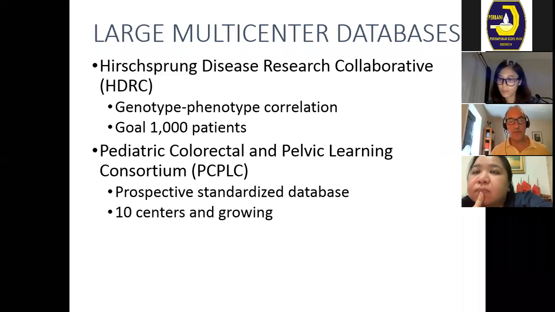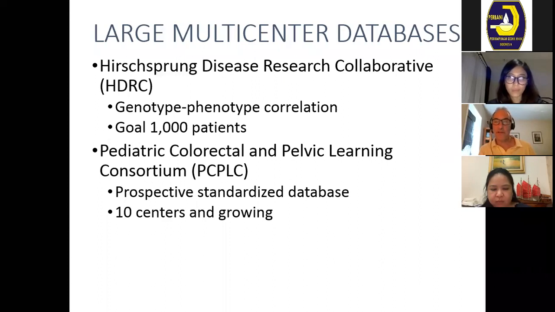In North America, there's now a thing called the Pediatric Colorectal and Pelvic Learning Consortium, PCPLC, which is a prospective standardized database of now 10 centers, but they're gathering more centers. Basically, they're all managing kids with Hirschsprung's in a standardized way, and they follow the outcome data in a standardized way so that they can pool all of those patients, and answer questions like, for example, is it better to do a Duhamel or a straight pull-through for total colonic Hirschsprung's?